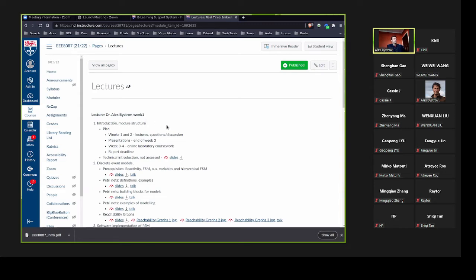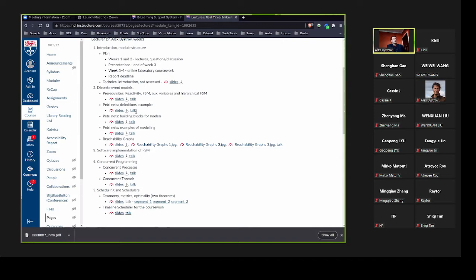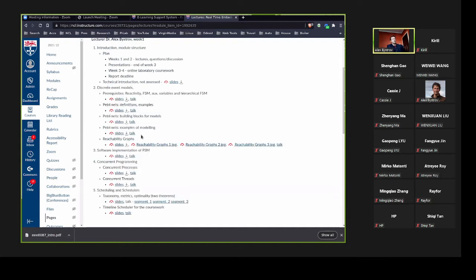Right. This is my plan for week number 1. So this is our first week. In week number 1, we are going to go through this material from here to, yeah, these. These are my lecture notes and pre-recorded lectures. This is slides, talk, slides, talk, slides, talk, slides, talk. And obviously it's quite boring to watch somebody else talking without actually communicating with the person.